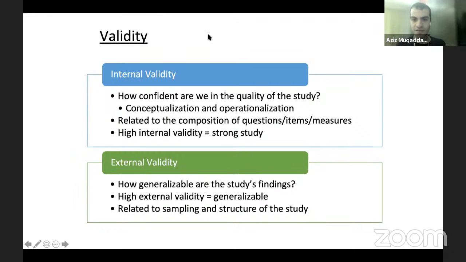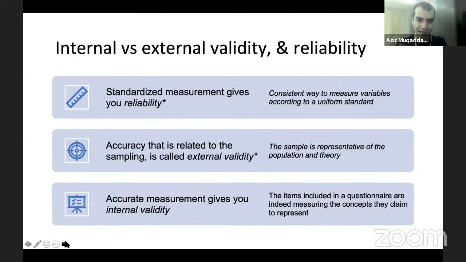Internal validity, on the other hand, is related to the construction of the survey items themselves, i.e. the questionnaire. It's like, how confident are we when we say, okay, these items are going to measure self-esteem? How confident are we that they are actually measuring self-esteem, right? And not something else. And so they are reliably giving us answers that relate to self-esteem, for instance. So this is more about the item construction, which we are going to talk about today.